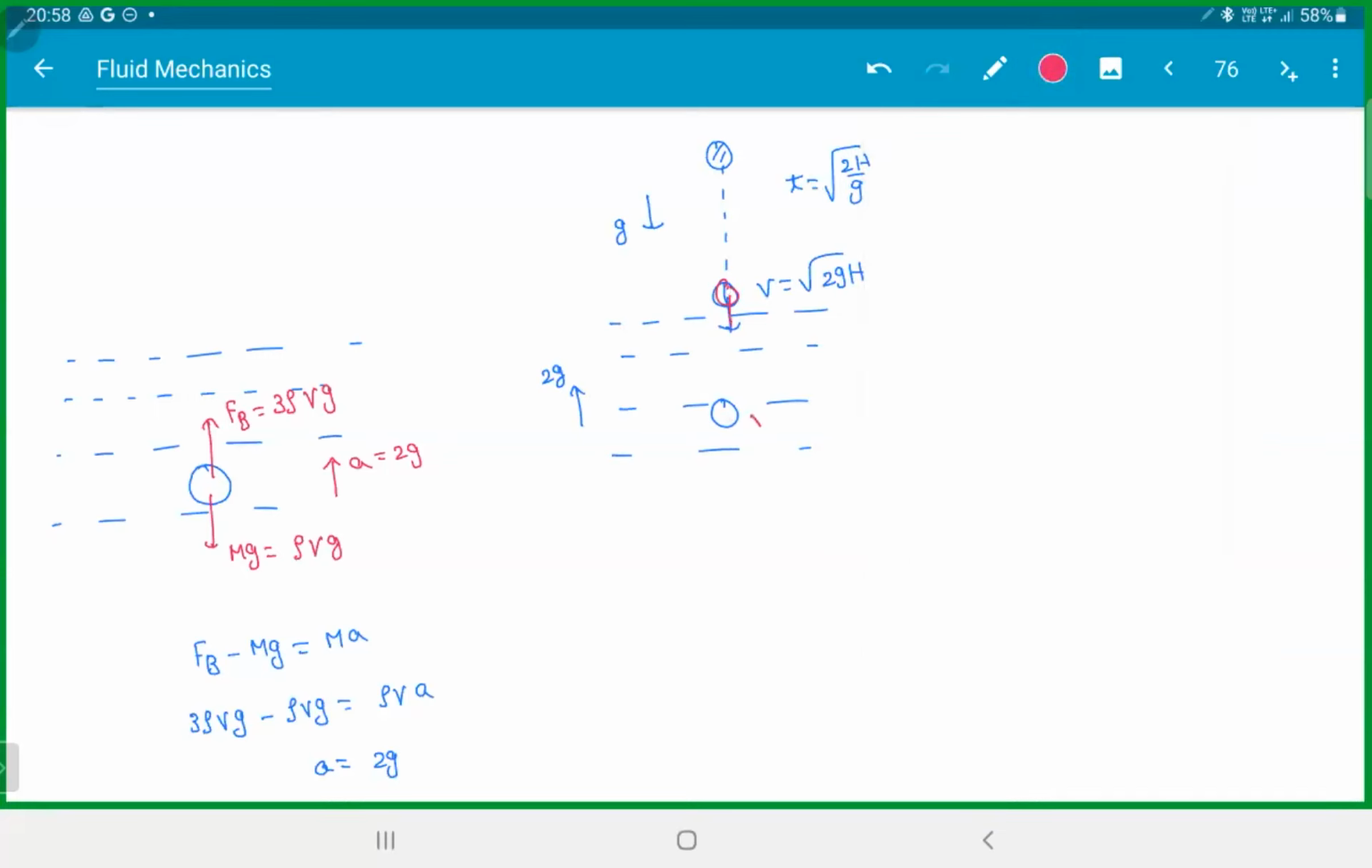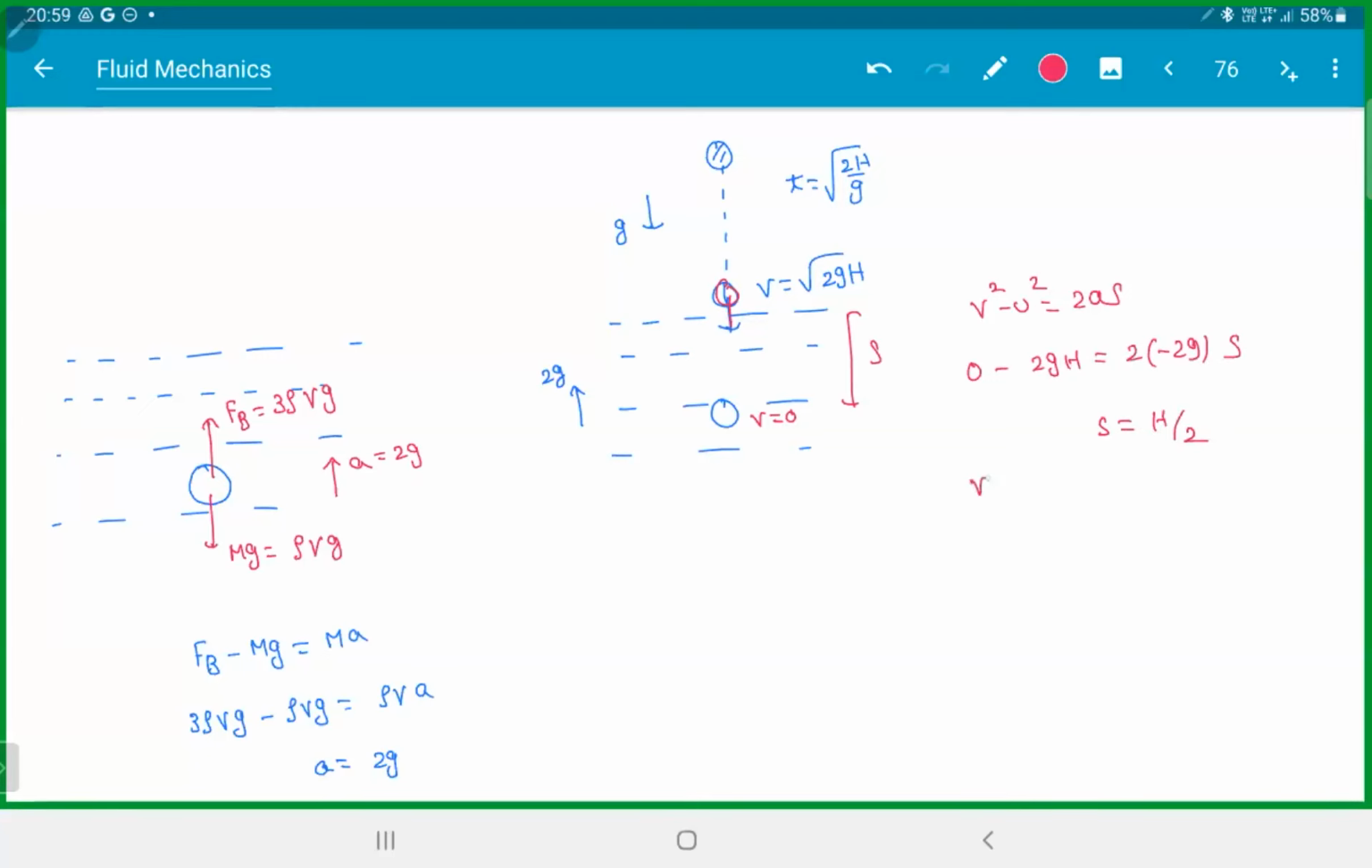So from here to here, velocity is 0. Let this displacement be s. So we are using v squared minus u squared is 2as. Final velocity is 0, initial velocity is root 2gh, acceleration is minus 2g, and s is equal to h by 2. So you travel only h by 2 inside of the liquid.